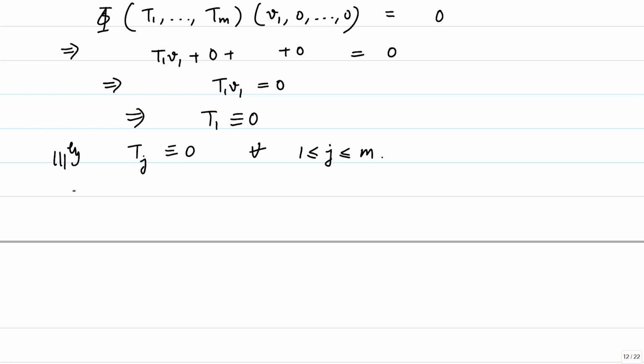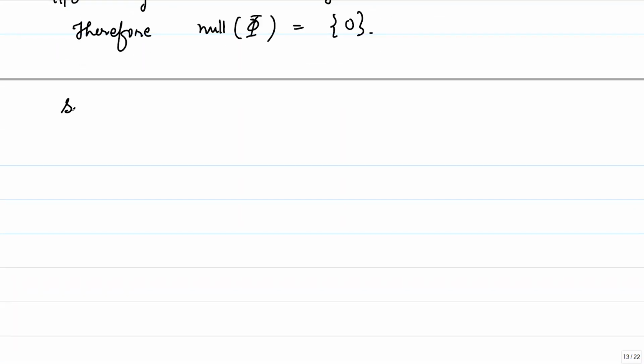And therefore, null of phi is just the 0, 0, 0, 0. So that is what we have established. So hence phi is injective. How about surjectivity?